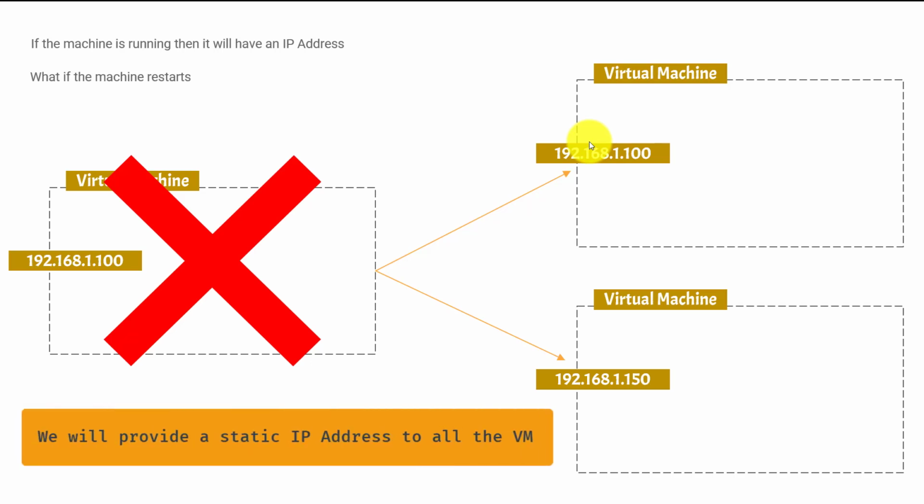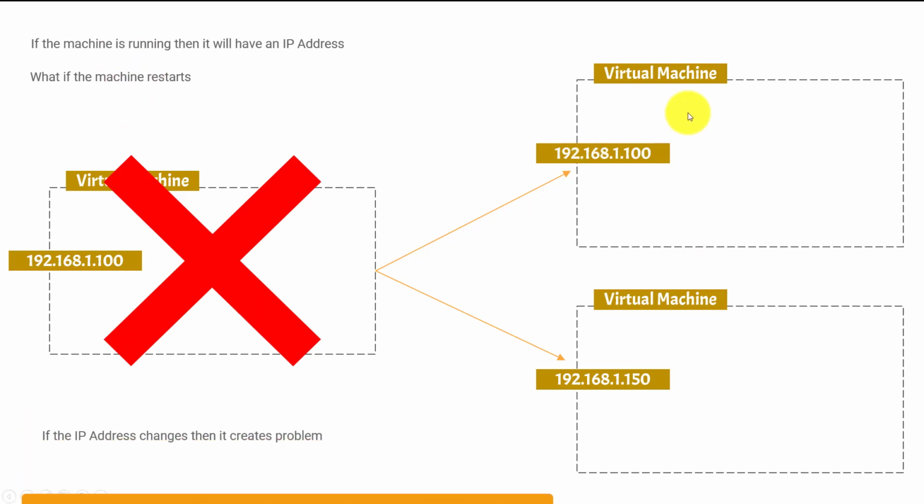So what we will do is provide a static IP address to every virtual machine. This static IP address will not change if the machine restarts. If it is dynamic, then the IP address will change. But if we do something to our virtual machine so that we can fix the IP address, such that every time it restarts it will take the same IP address, let's say 192.168.1.100, then even if you restart it 1000 times, it will get the same IP address because we have fixed that IP address or we have provided a static one. So we'll do that in this particular tutorial.